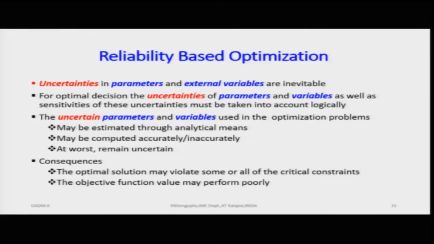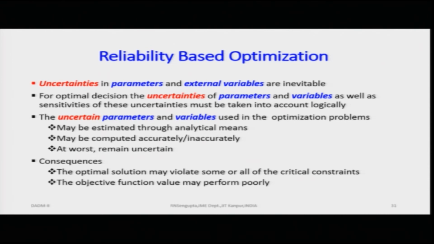The consequences of these three things: if the parameters and the variables are unknown, they can be found out using some parametric estimation method, or using some computing method, or at the worst case they remain unknown. In that case the optimum solutions may violate some of the constraints based on which you are trying to solve the problem. So, what are the constraints?